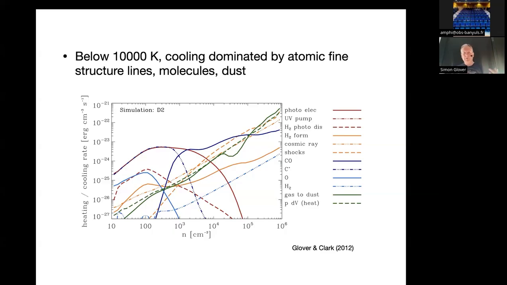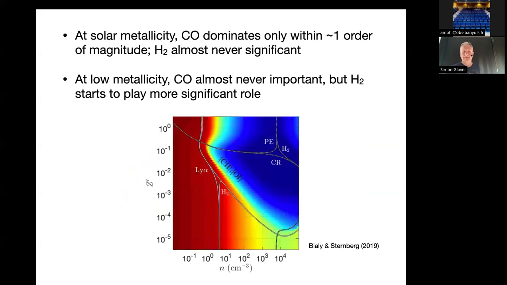In general, in this low temperature regime, we need to worry about atomic fine structure lines, we need to worry about molecules, and we need to worry about dust. Now at solar metallicity, the molecular cooling is not so important. CO actually only dominates for about an order of magnitude in density. So we don't go too badly wrong by ignoring it and just assuming we have atomic fine structure cooling, and at the highest density just dust cooling. You make a small temperature error, but overall your simulation still produces stars at a reasonable rate.